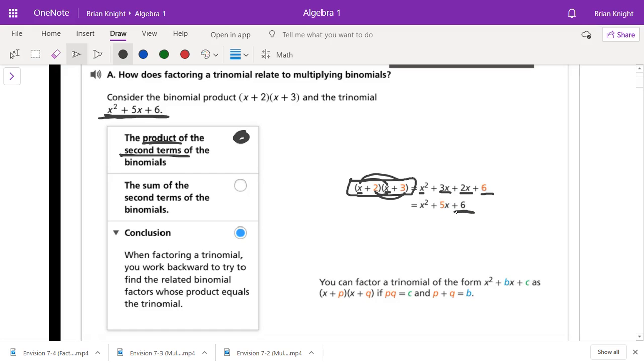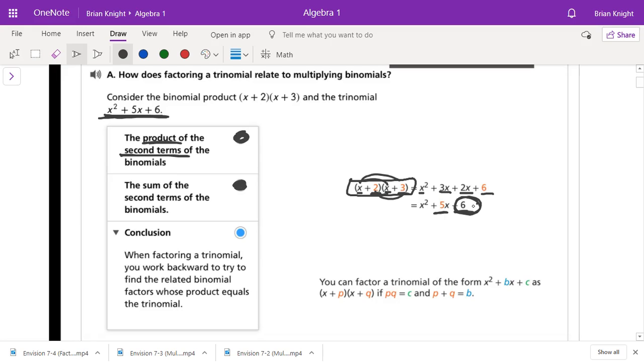Okay? The sum of the second terms. What do you notice when you add 2 and 3? 5. Equals 5. That's always the number in the middle. When factoring a trinomial, you work backwards to try to find those two numbers. You always start with that number. You need the factors of that number that add up to the middle number. It's like a little game in your head. You can't start with the middle number. You have to start with the number on the end.